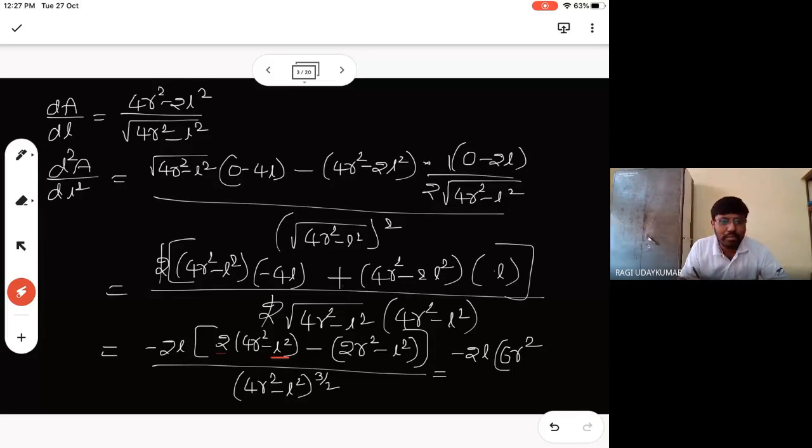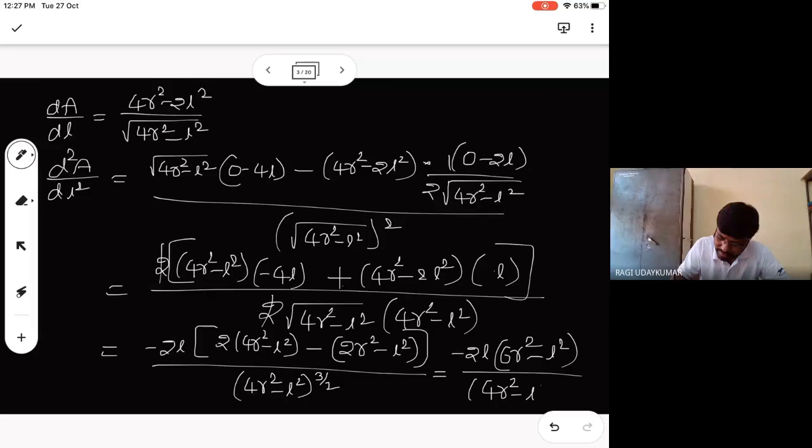Next, 2 into minus L square, so minus 2L square. Here plus L square. Minus 2L square plus L square, so minus L square. So minus L square divided by 4R square minus L square whole to the power of 3. This is d square A by dL square.